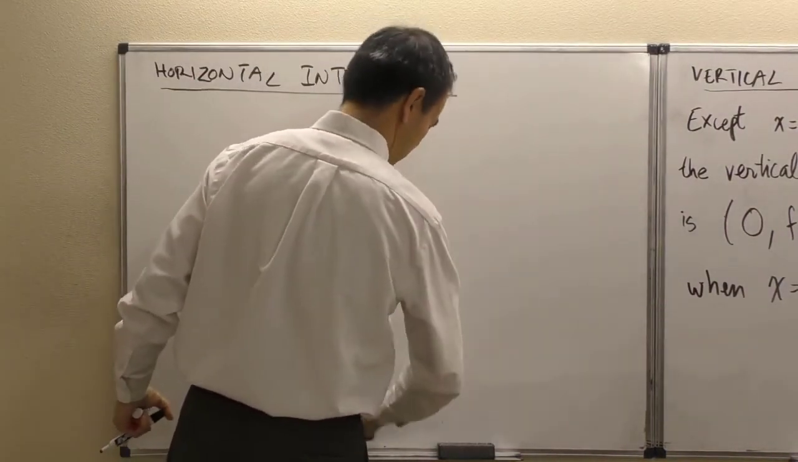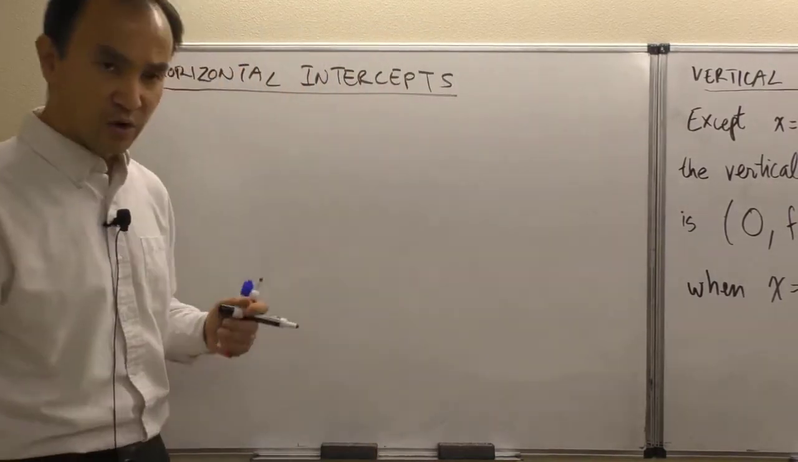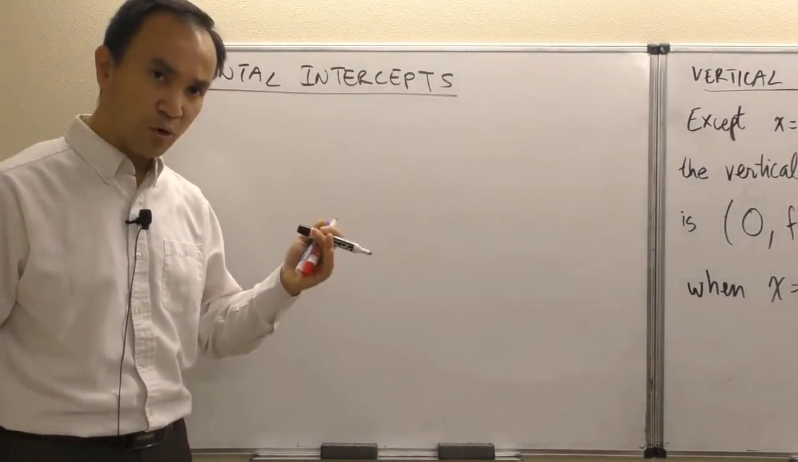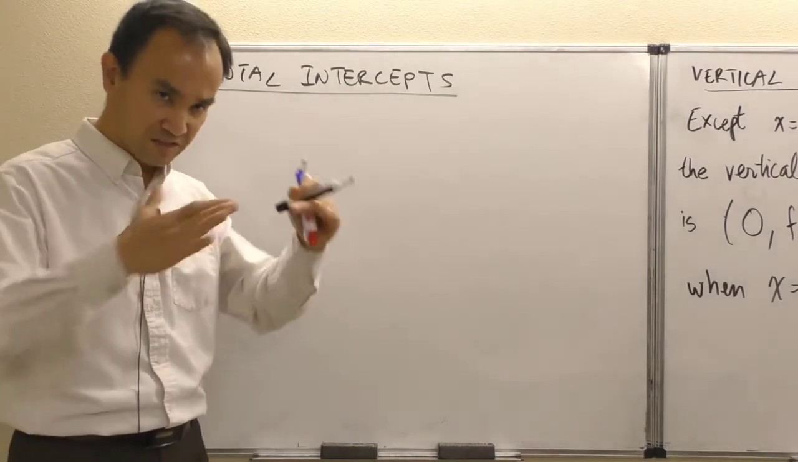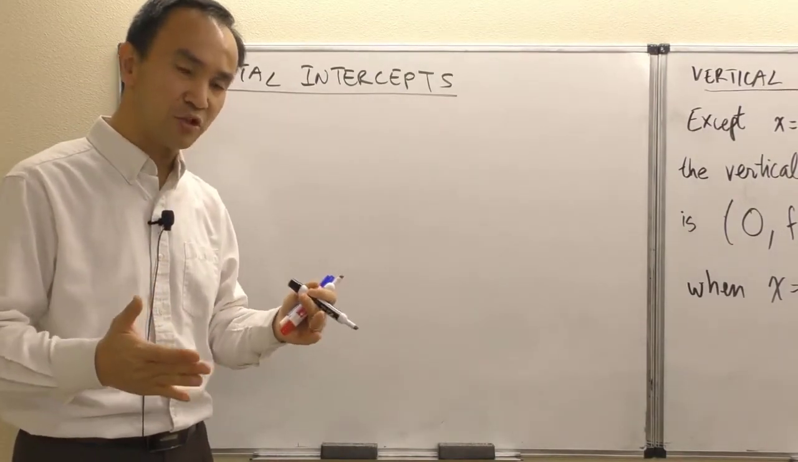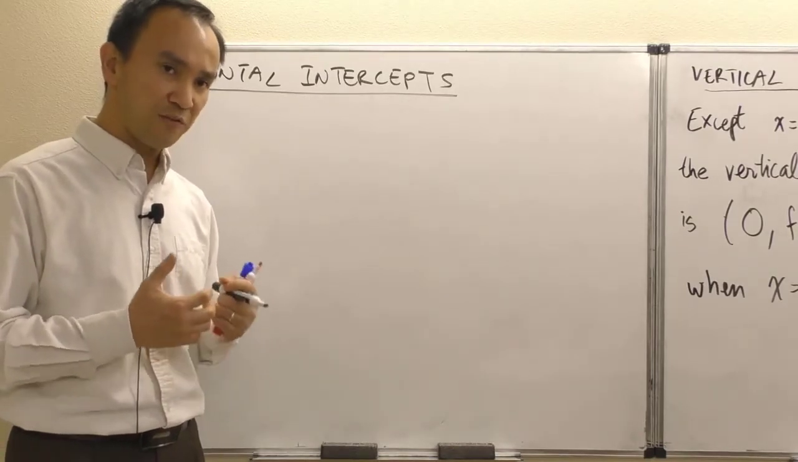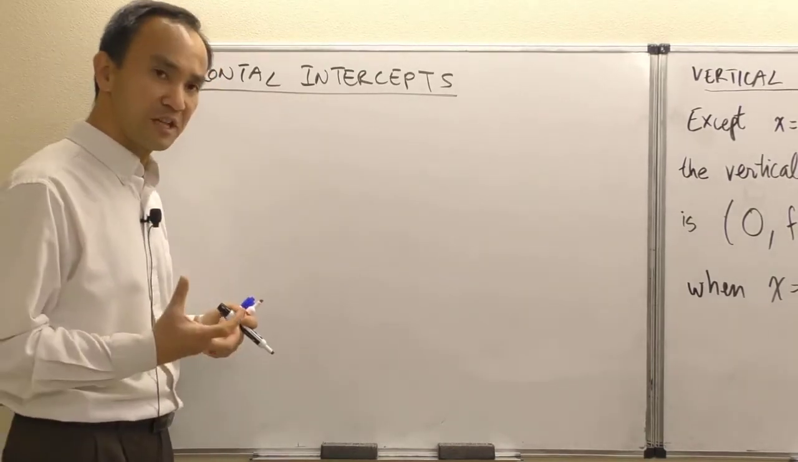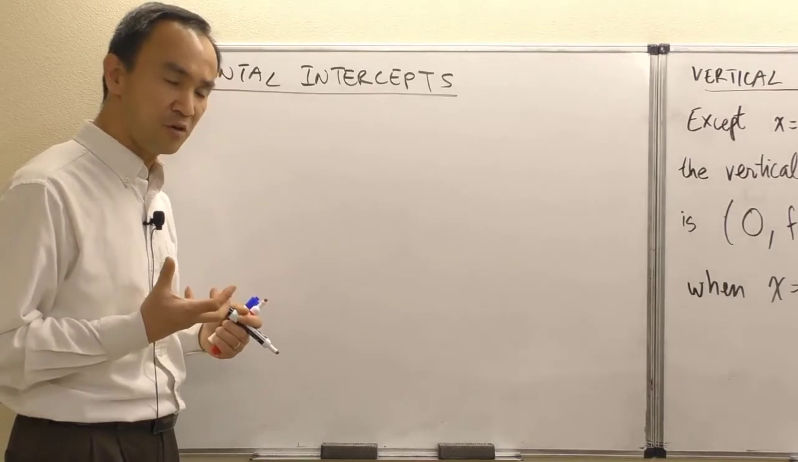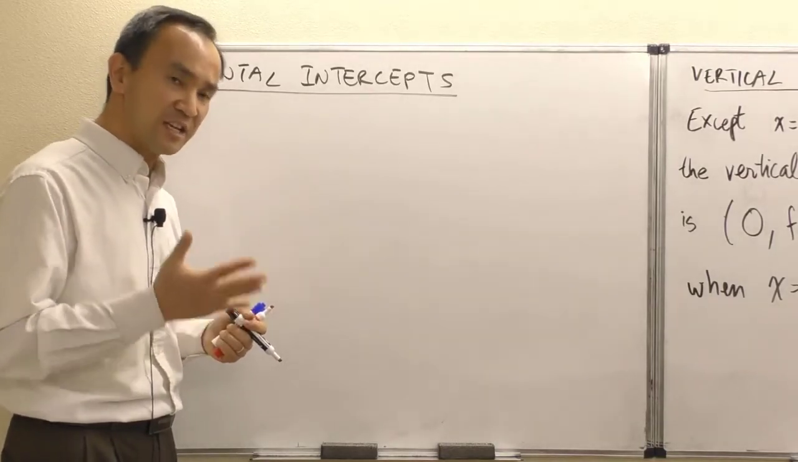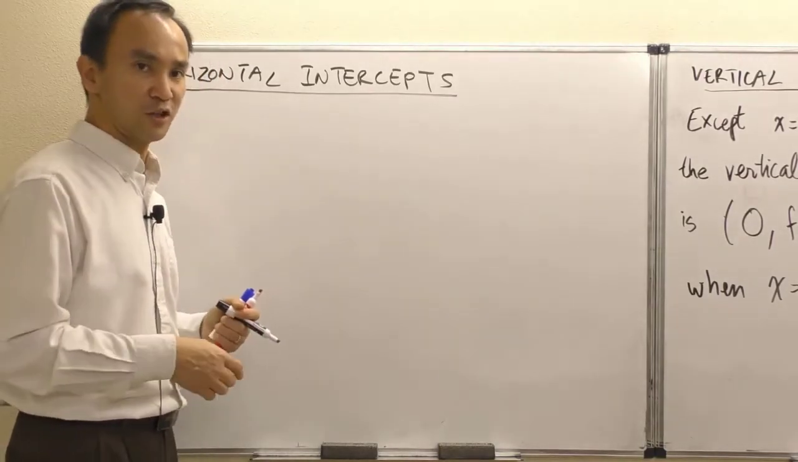There are, as a matter of fact, going to be quite a few different cases before we are able to formulate a generalization. But once we form that generalization, we will have a formal, solid, definite method to find horizontal intercepts.